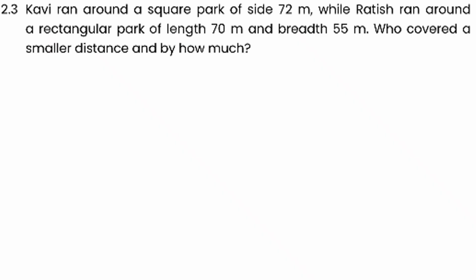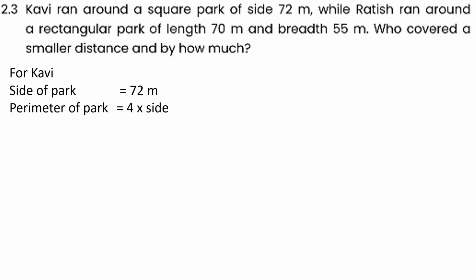So here first you will find out the distance for Kabi. So for Kabi, side of park 72, then perimeter of park will be 4 into side because this is your square park, then 4 into 72, and when you multiply it you will get 288 meters.